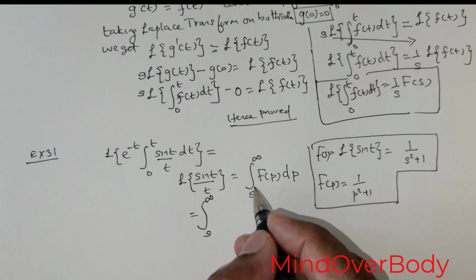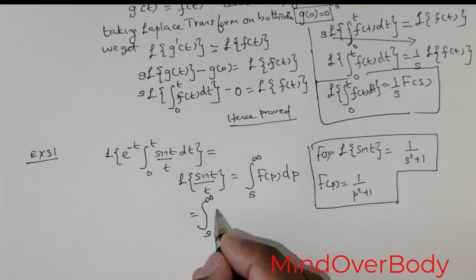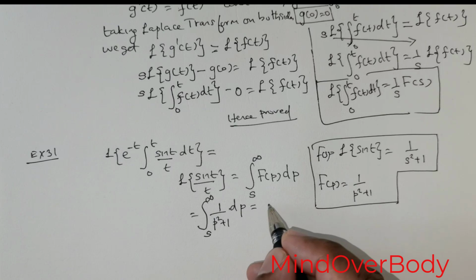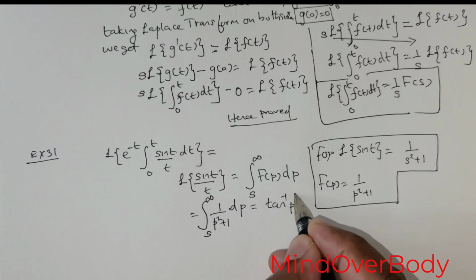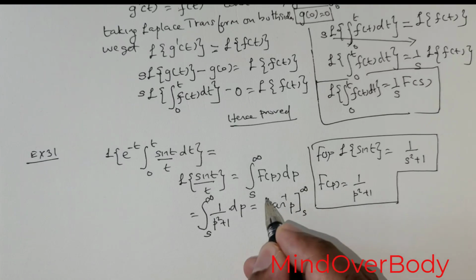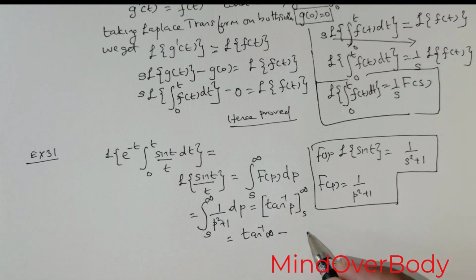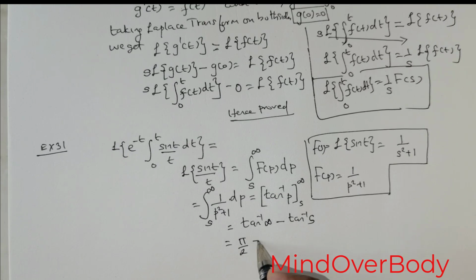So the Laplace transform has to be placed here. So that's going to be 1 over p squared plus 1 times dp. Now if I were to integrate this, this is going to give me tan inverse of p, the limits are s to infinity. I substitute the upper limit, I would get tan inverse of infinity followed by the lower limit, which is going to be tan inverse of s. Now tan inverse of infinity is going to give me pi over 2 minus tan inverse of s.